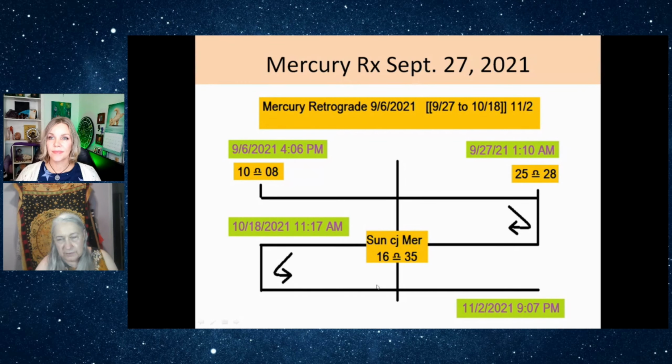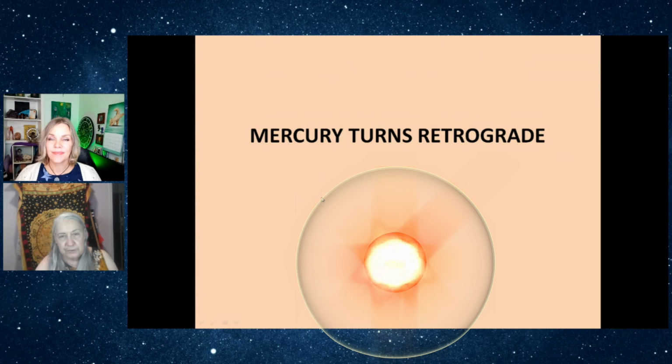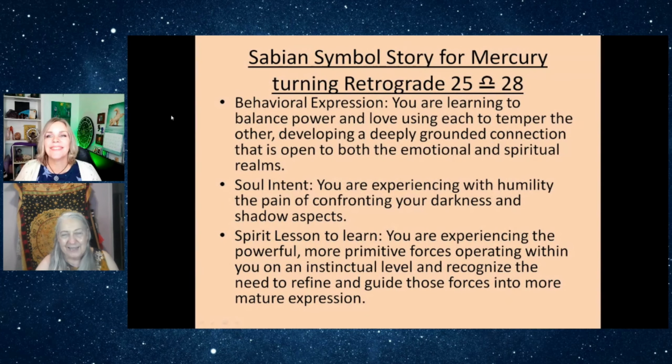Then this is the rest of the cycle that we will look at, the conjunction and the direct point, in the next video. Okay, Mercury turns retrograde. Yay! All right. The Sabian symbol story for Mercury turning retrograde.